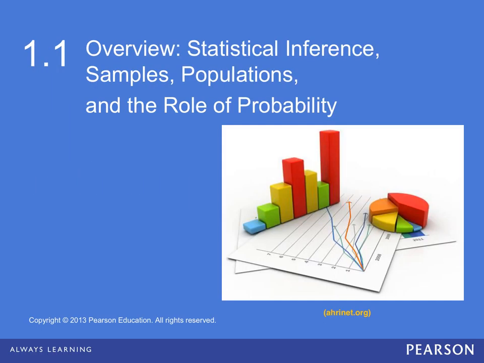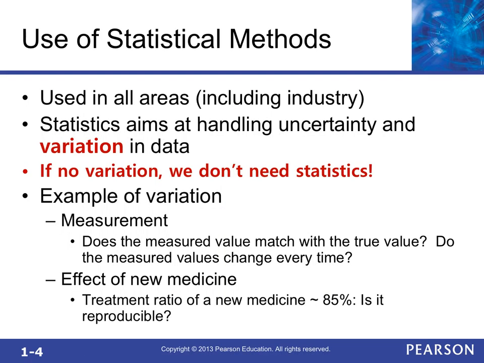The first part that we are going to talk about is the overview on statistical inference, samples, populations, and the role of probability. Let's talk about statistical method. In fact, statistical methods have been used in all areas, including industry.